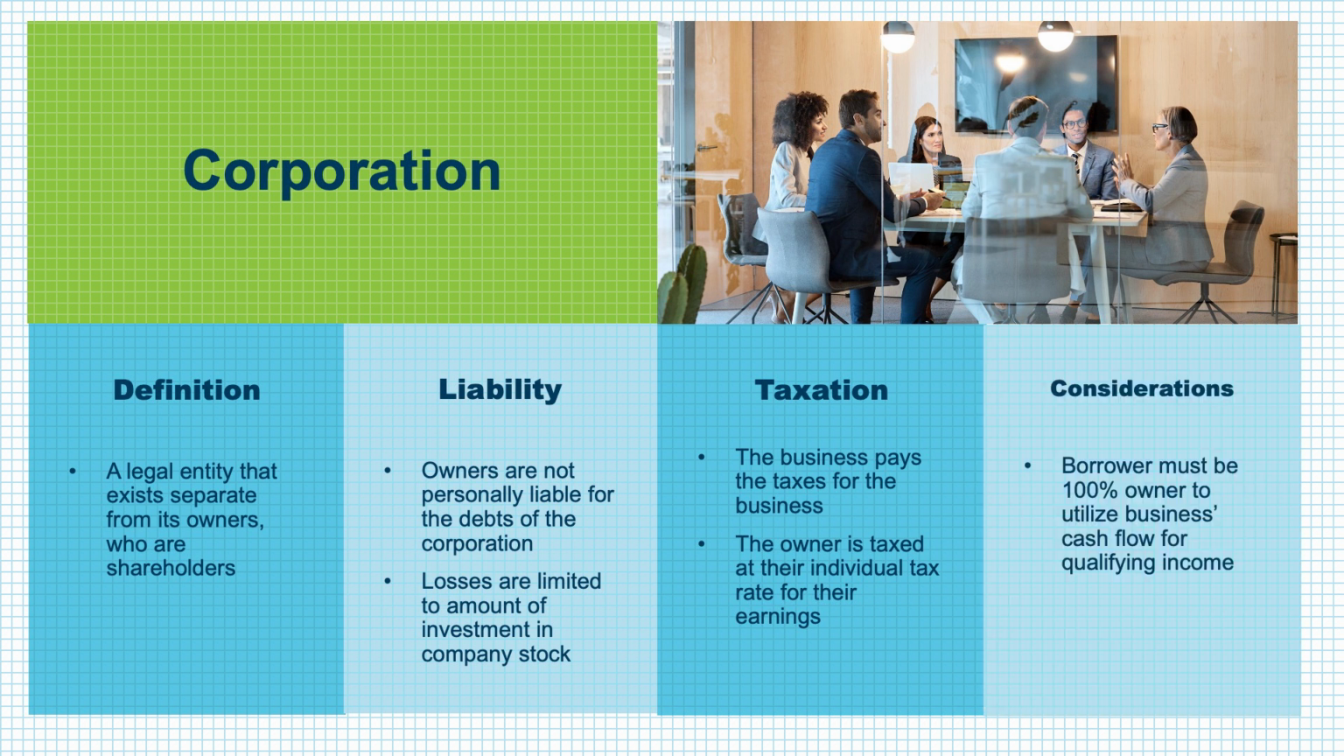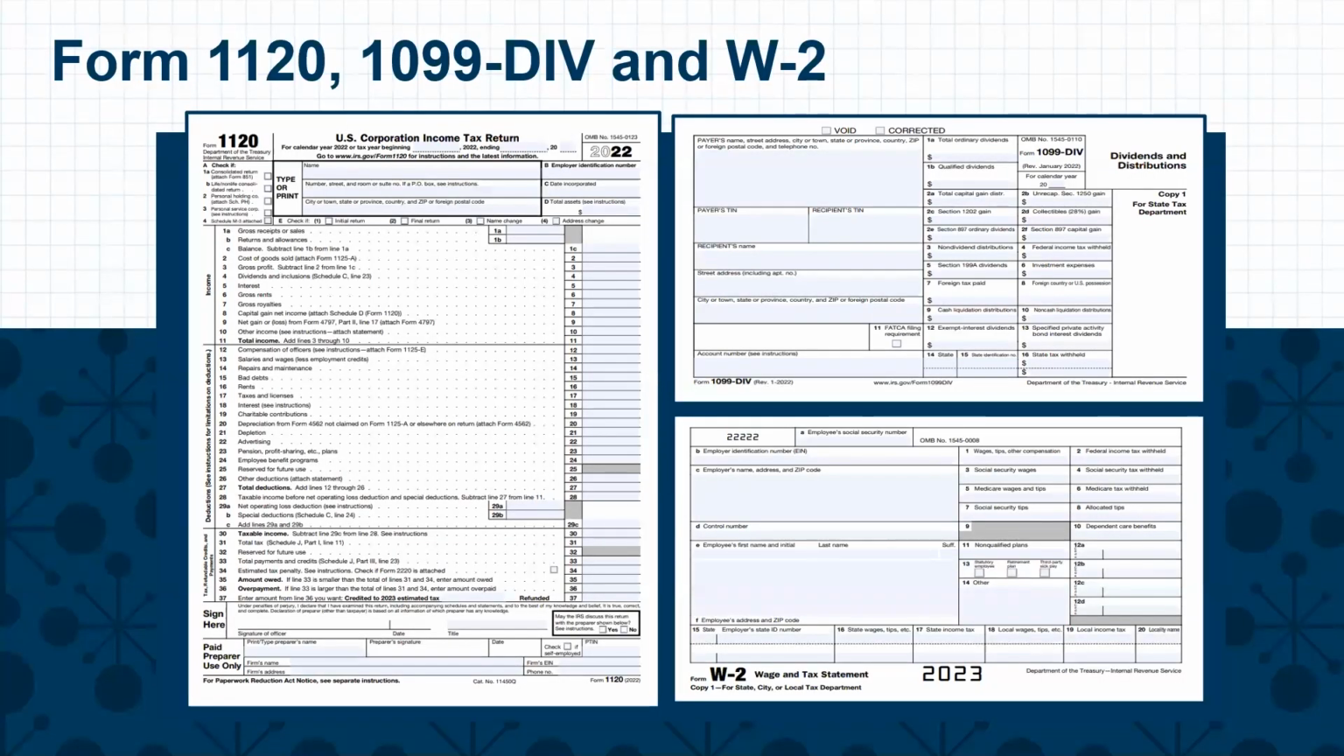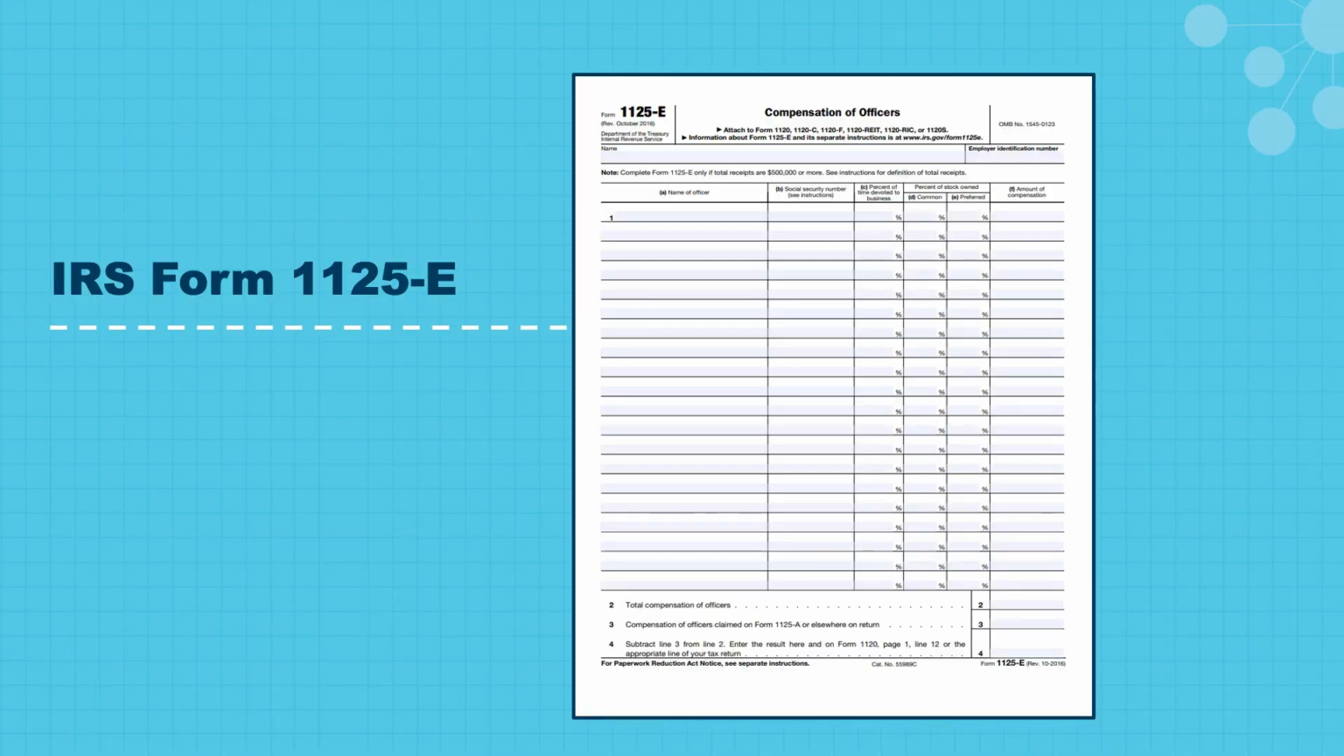Generally, for mortgage qualification, the borrower should have 100% ownership interest in order to use cash flow income from the business. Taking a look at the IRS forms you might see associated with a corporation, the corporation will report their income or losses on IRS Form 1120. Profits are then distributed to the shareholders in the form of dividends on IRS Form 1099 dividend statement, as well as W-2 wages. Within the tax form, the IRS Form 1125-E may be included.